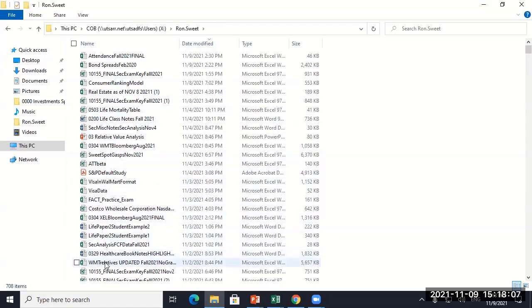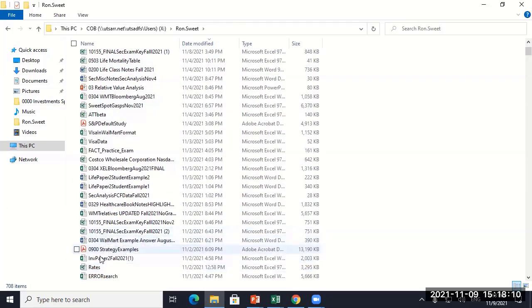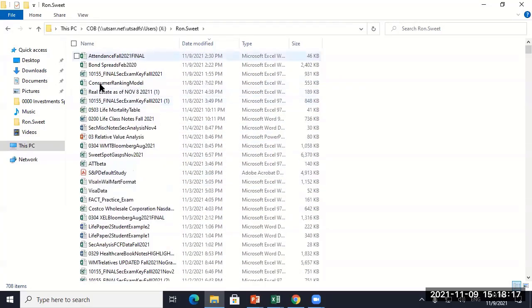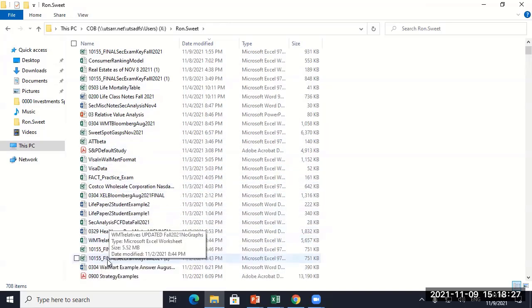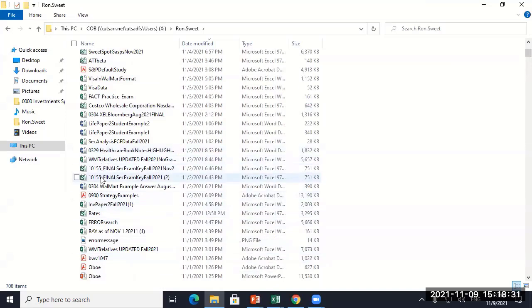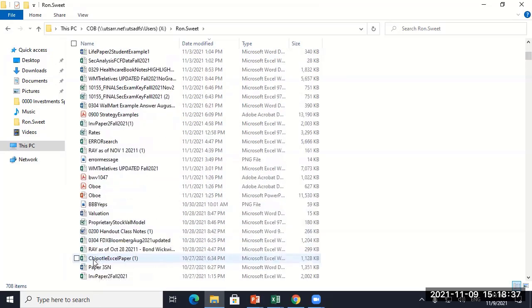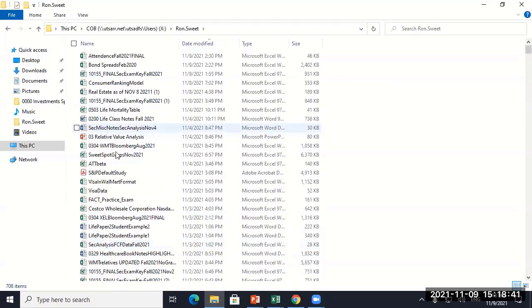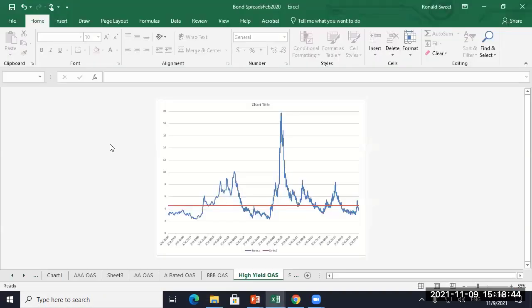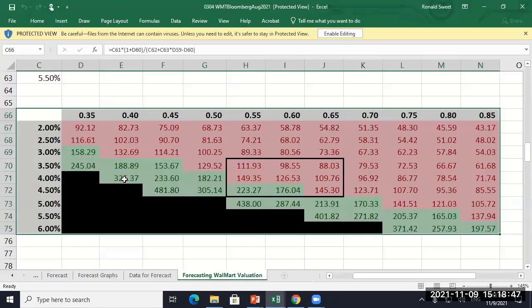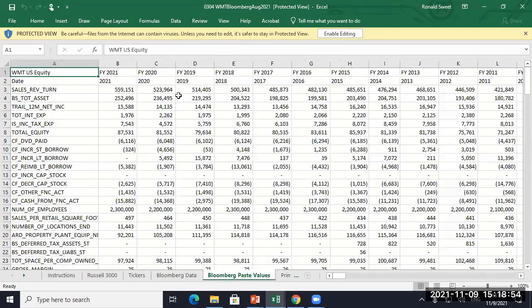Find it. It was recent when I did it. Well, that's not it. University of Austin. Well, I just showed this to my class the other night, so I don't know where it went. All right. Well, I'll use Walmart's Bloomberg chart. So here I've got some Walmart data.